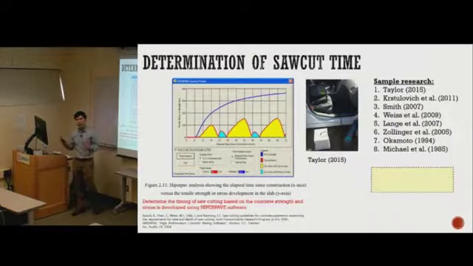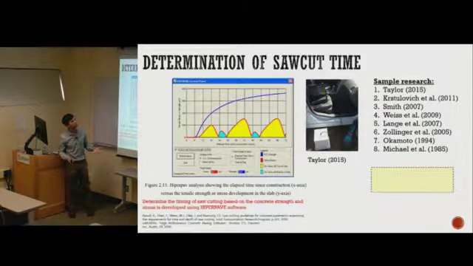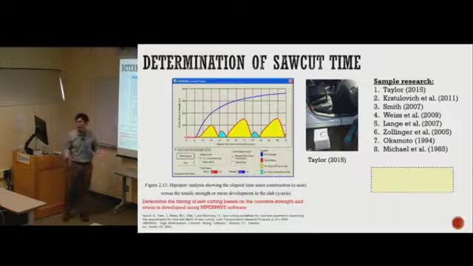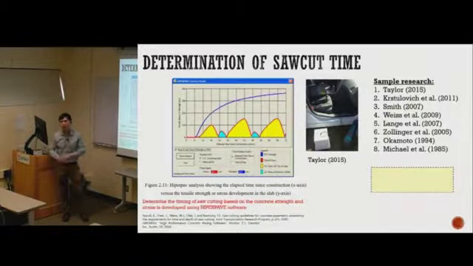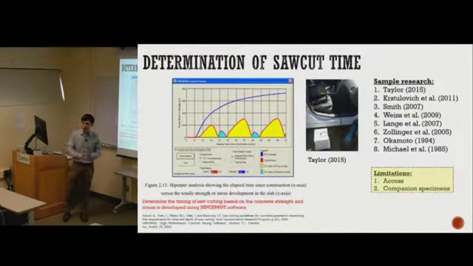There has been research conducted from 1985 to recently, 2015, to determine the saw cut timing using different techniques. But all of them have two main limitations: access, and they must have a companion specimen next to the concrete pavement to test.